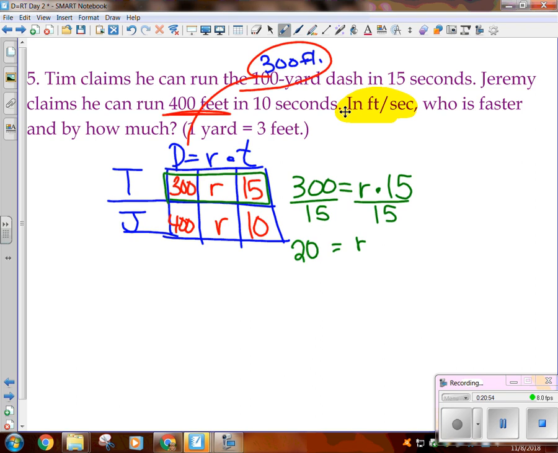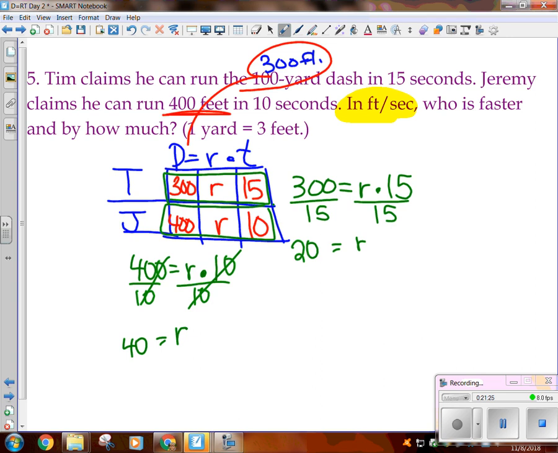What about Jeremy? Pull out Jeremy's equation. Can you pull his out and do it? 400 equals what? R times 10. Are you feeling more comfortable working these out with no calculator? You needing it a whole lot? Not as much? Divide by 10. So R is equal to, what's 400 divided by 10? Well, I can cancel a 0 for a 0 and I get 40.